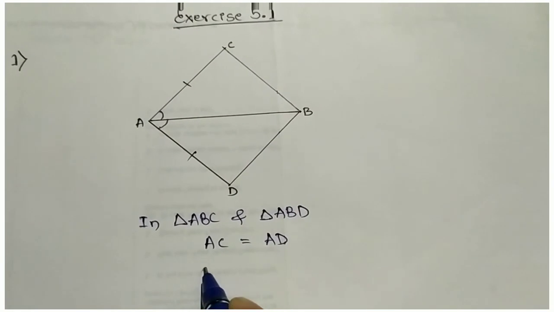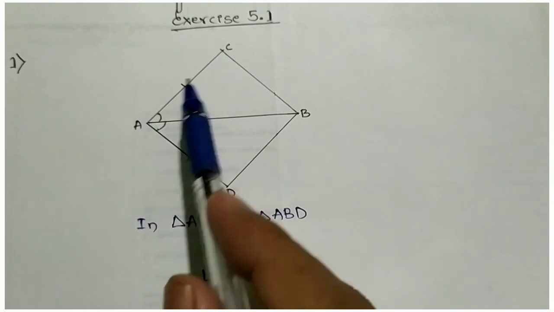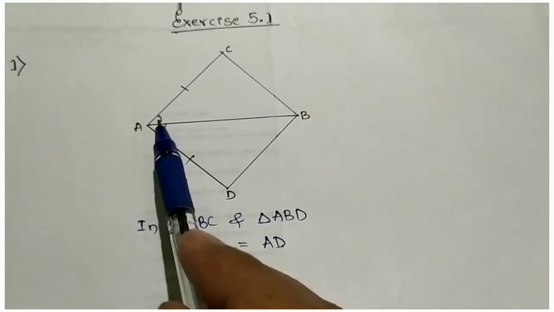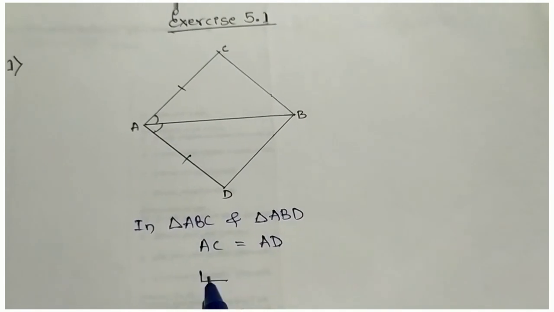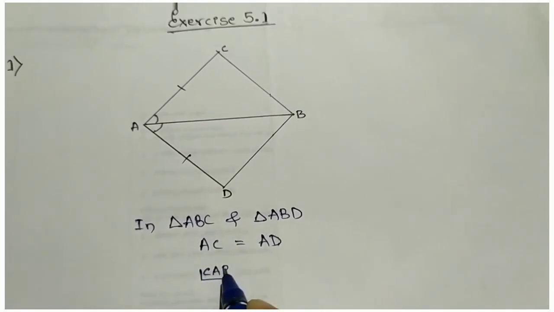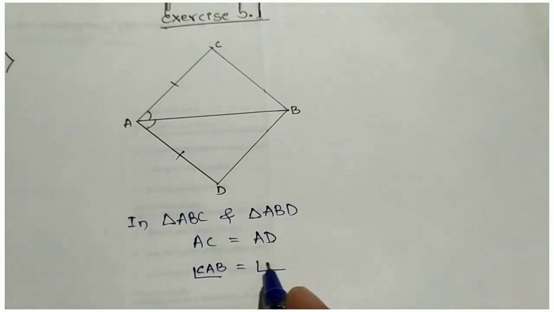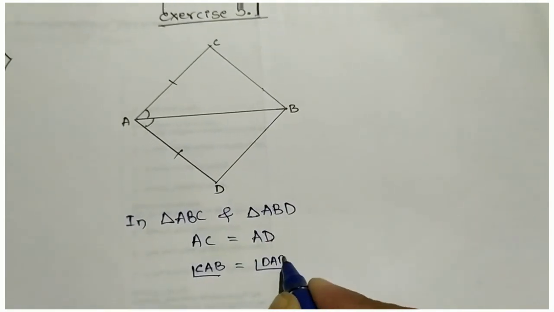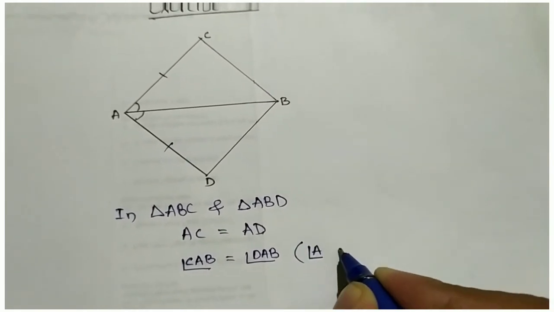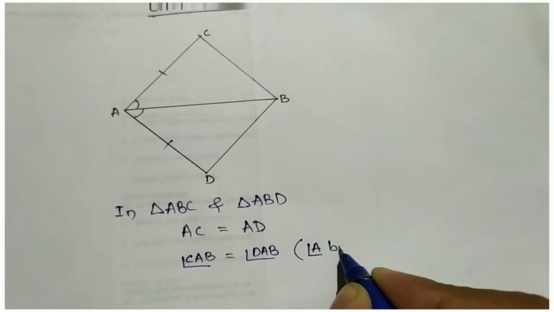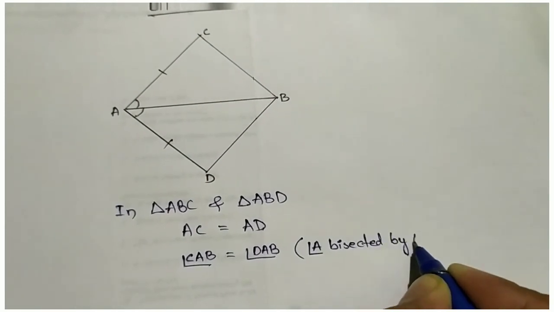Another thing we will get here, AB is bisecting the total angle, that is A. If it bisects, it means making two equal angles. Which are those? CAB is equal to DAB. Here you have to write angle A bisected by side AB.